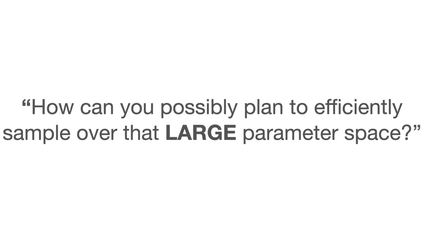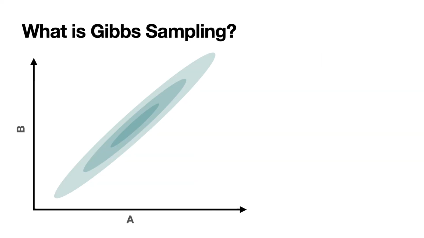But wait, you might protest. The parameter space is large, MCMCs are slow. How could you ever possibly cover that large of a parameter space with a sampler? And our answer there is to use the blocked Gibbs sampling technique, where only a subset of the parameters are updated in each step of the chain.